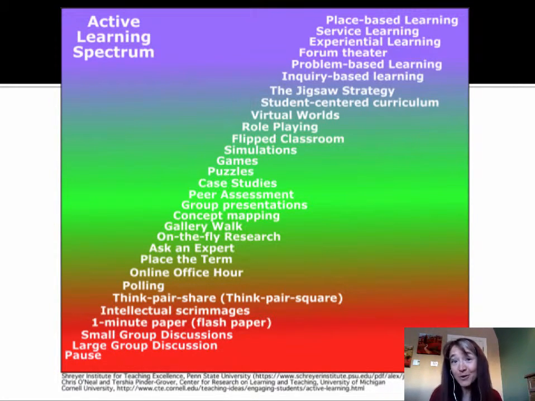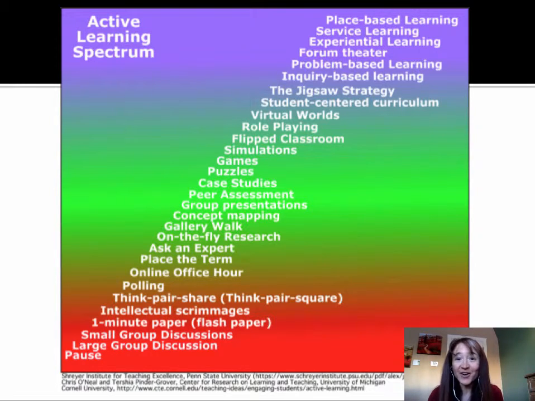You probably wish I would pause right now, right? Just so you could think and maybe write something down. And that's something we forget to do in the lecture. Perhaps pausing, allowing the students to write a 1-minute paper, maybe allowing them to think about what we're saying, pair with another student, discuss it, and then share with the large group. We're going to talk about a lot of these techniques throughout the weeks to come.